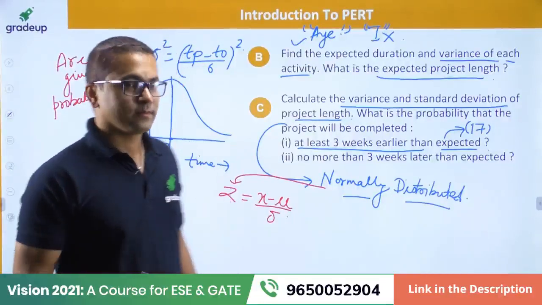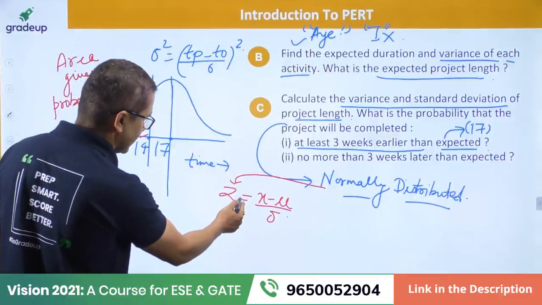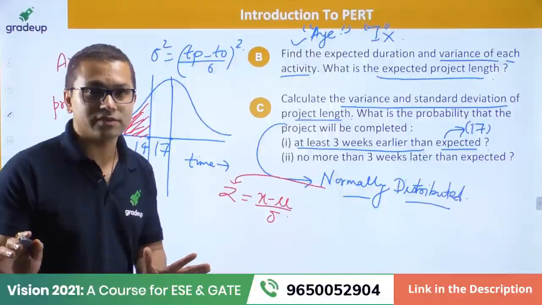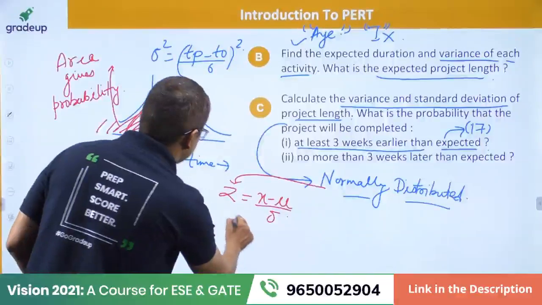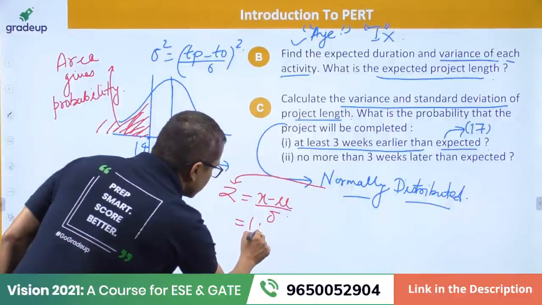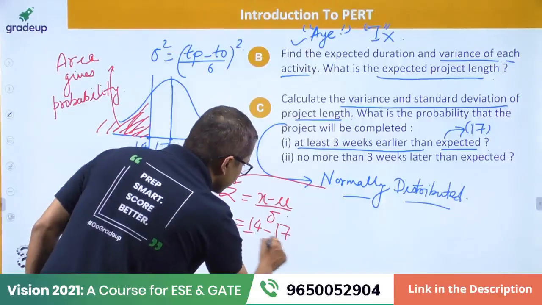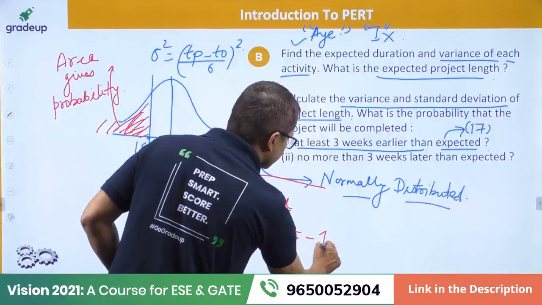Okay, so we always tend to calculate this Z that is given by x minus mu upon sigma in case of normal distribution. And why? You'll come to know, right? So here x is nothing but 14, mu is nothing but the mean, that is 17, and sigma we have calculated as 3, so it comes out to be -1.